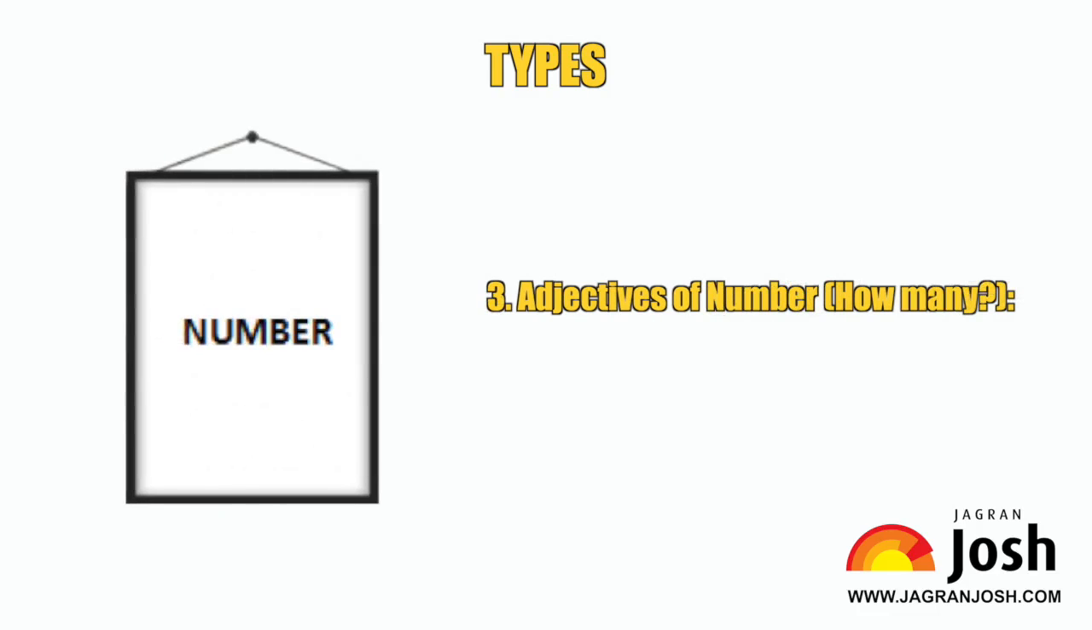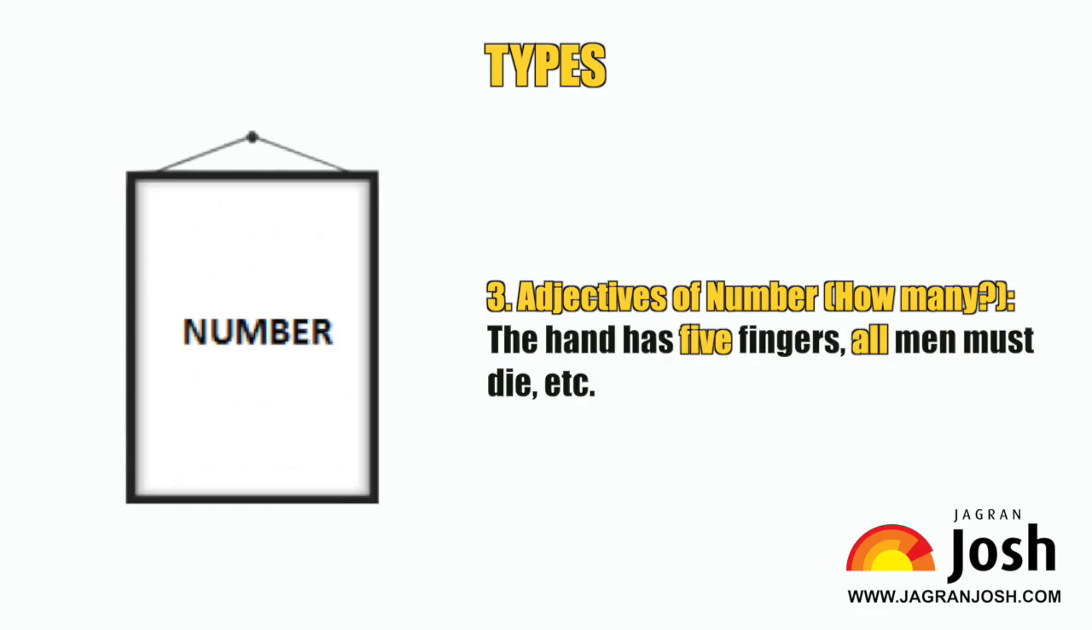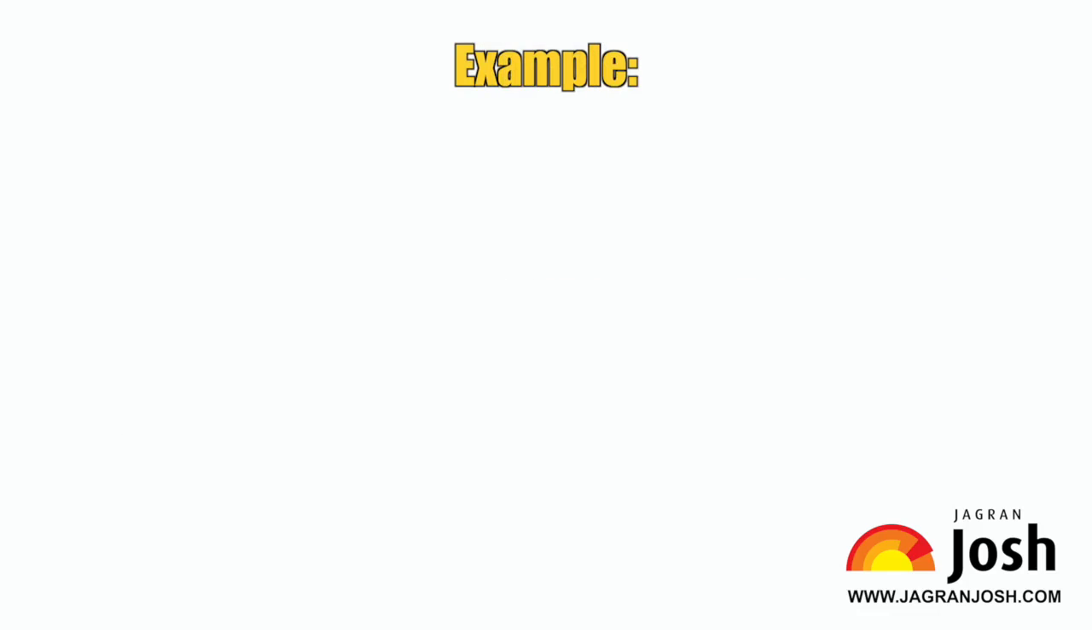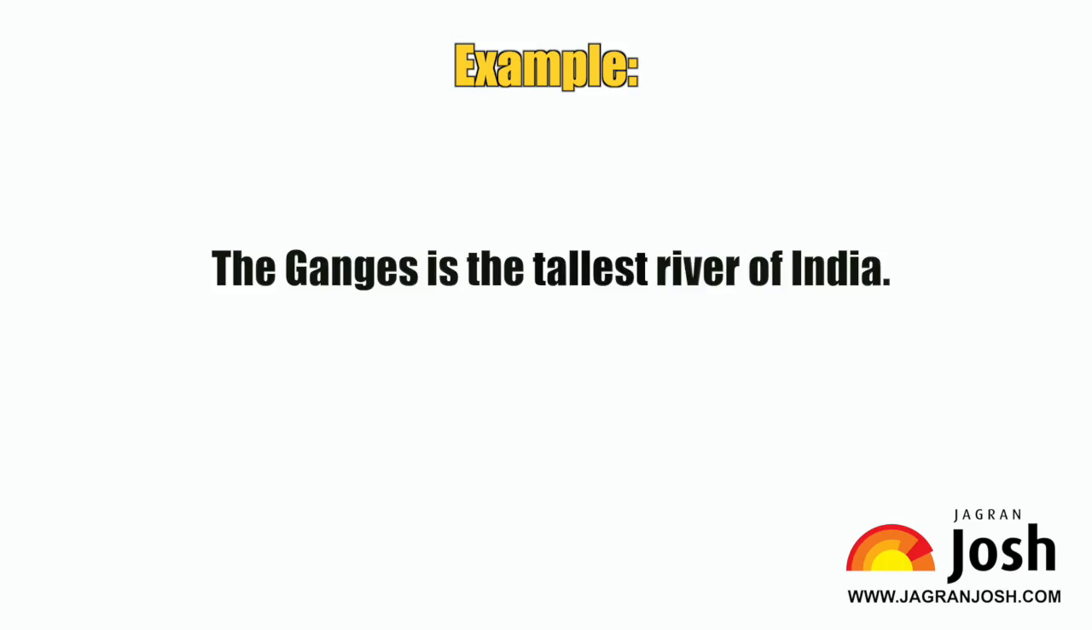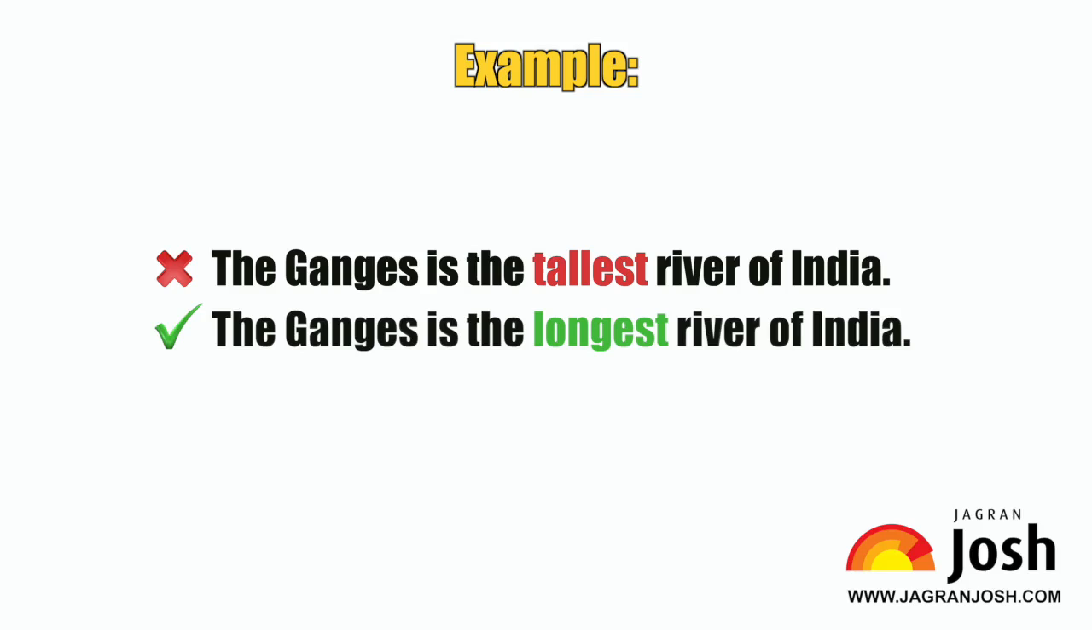Number 3. Adjectives of number. How many? The hand has 5 fingers. All men must die, etc. Example. The Ganges is the tallest river of India. This sentence is wrong. The correct answer is the Ganges is the longest river of India.